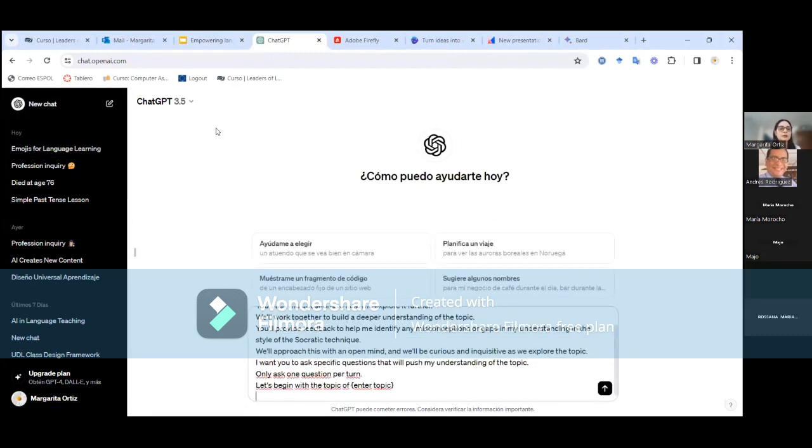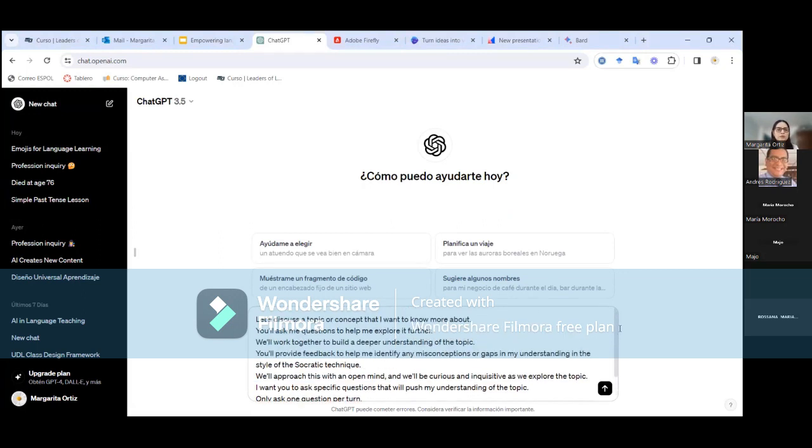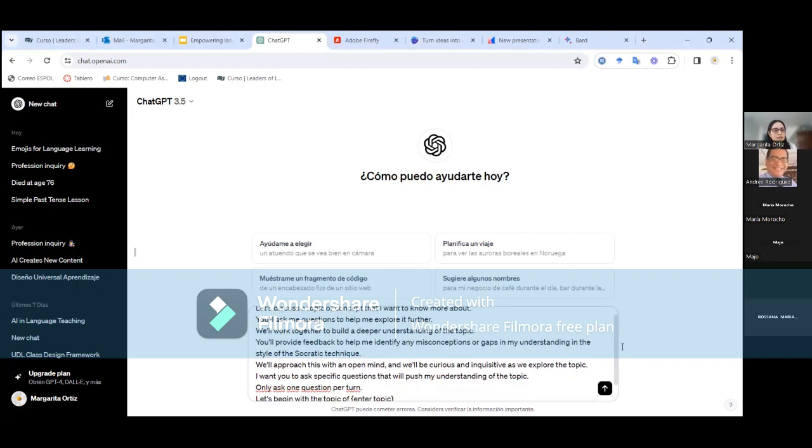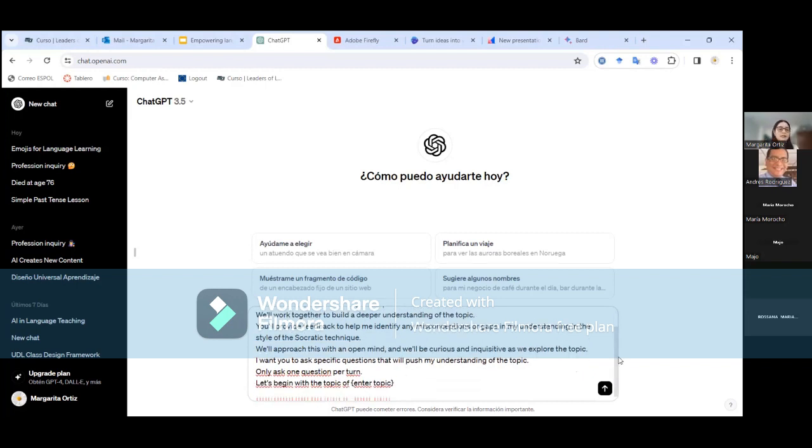So what I'm asking the computer is to help me understand more about a topic. That's what I'm doing. It's okay, we will go together, let's discuss a concept. You will provide feedback if I make a mistake, and help me understand. That's what you're asking the computer to do, okay? And then it says to use the Socratic technique.